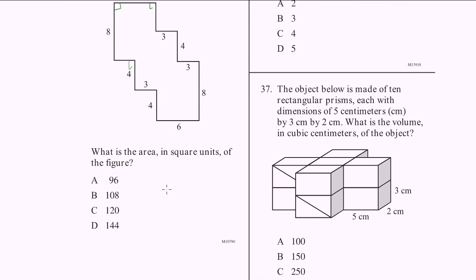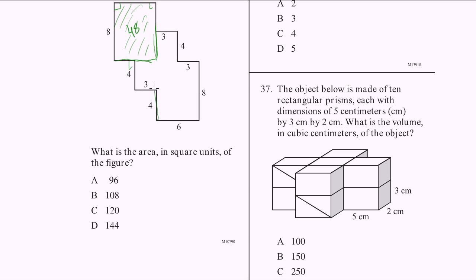So the area. How can we figure this out? We can just divide this up into a bunch of rectangles and figure out their respective areas. If we drew a rectangle right here, what's its area? It's going to be 6 times 8, which is 48. That's that rectangle right there, 48 square units.